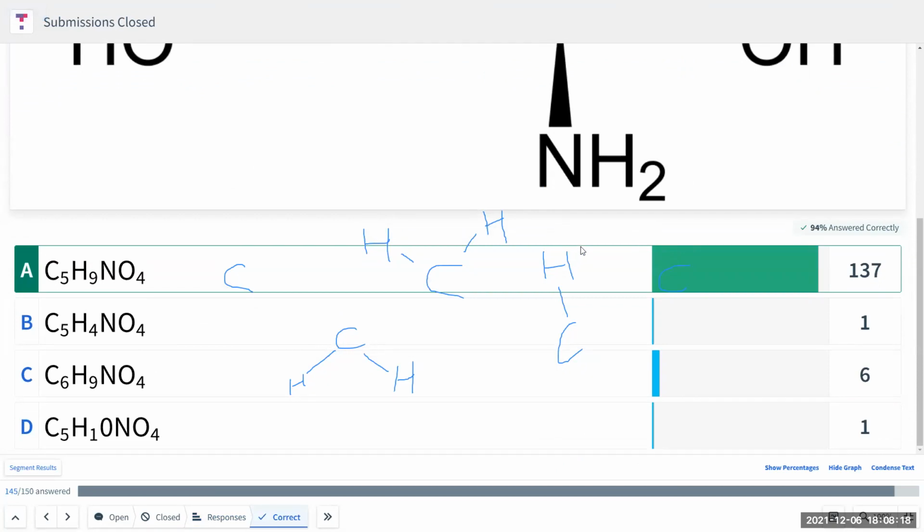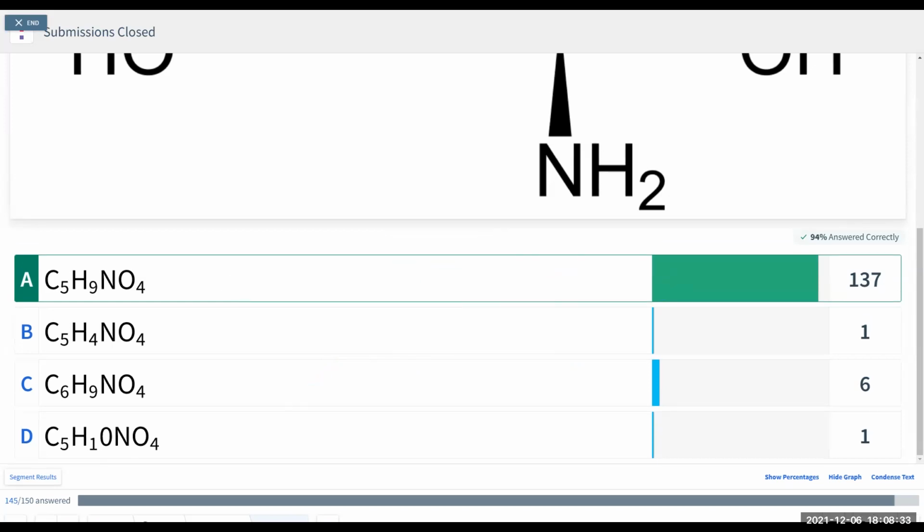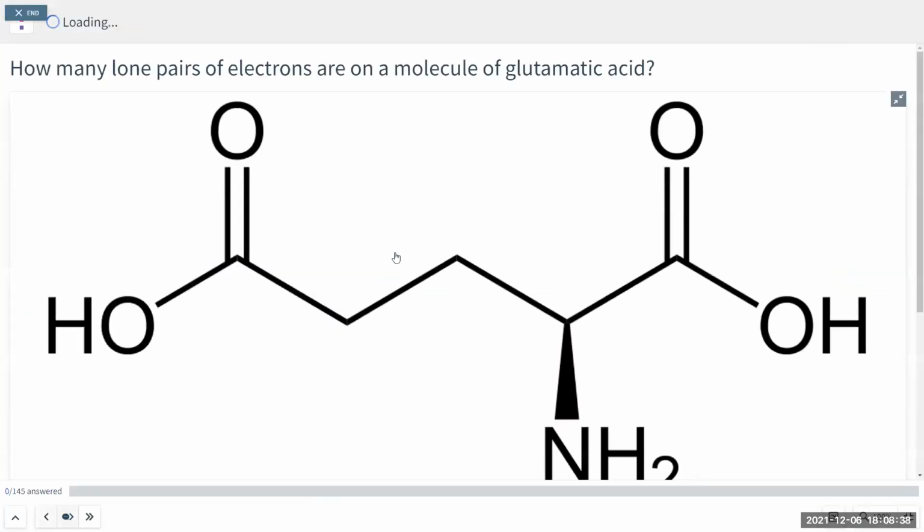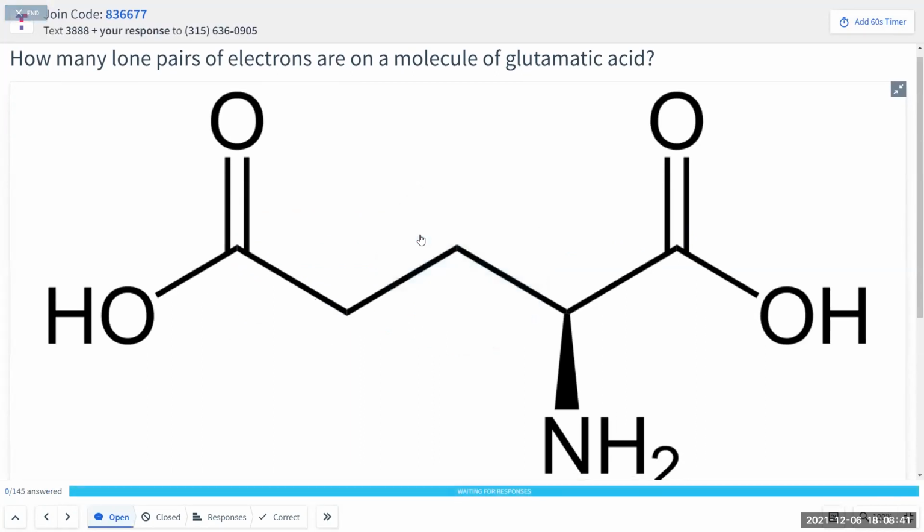All right. What questions, concerns, comments do we have? Anything? Okay. Now, the other thing we want to worry about here is... give me a second. Let me have a question for that. Okay. Here you go. Here's another question. All right. Again, counting the lone pairs now. How many lone electron pairs do we have in glutamic acid?